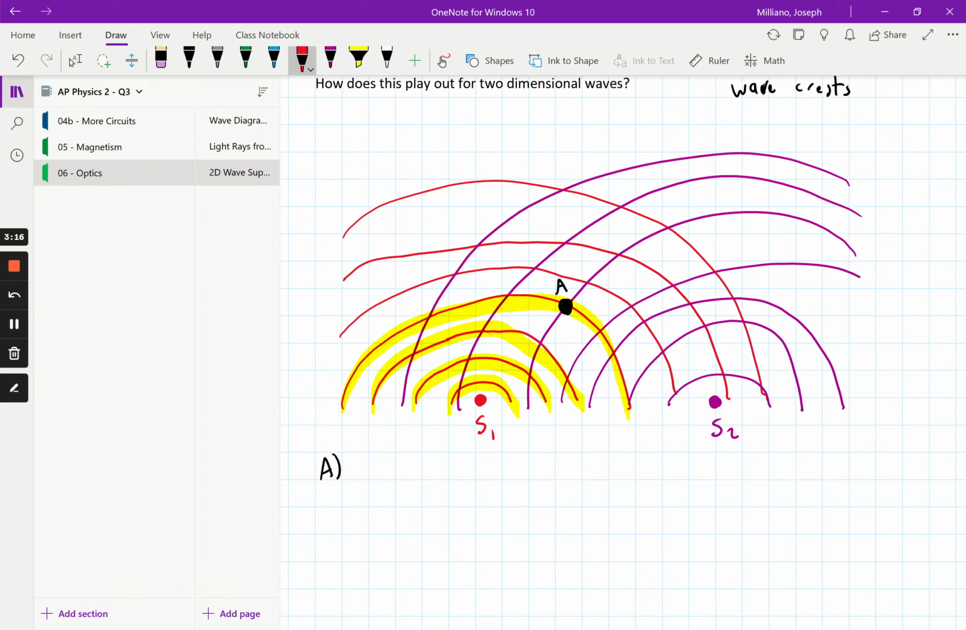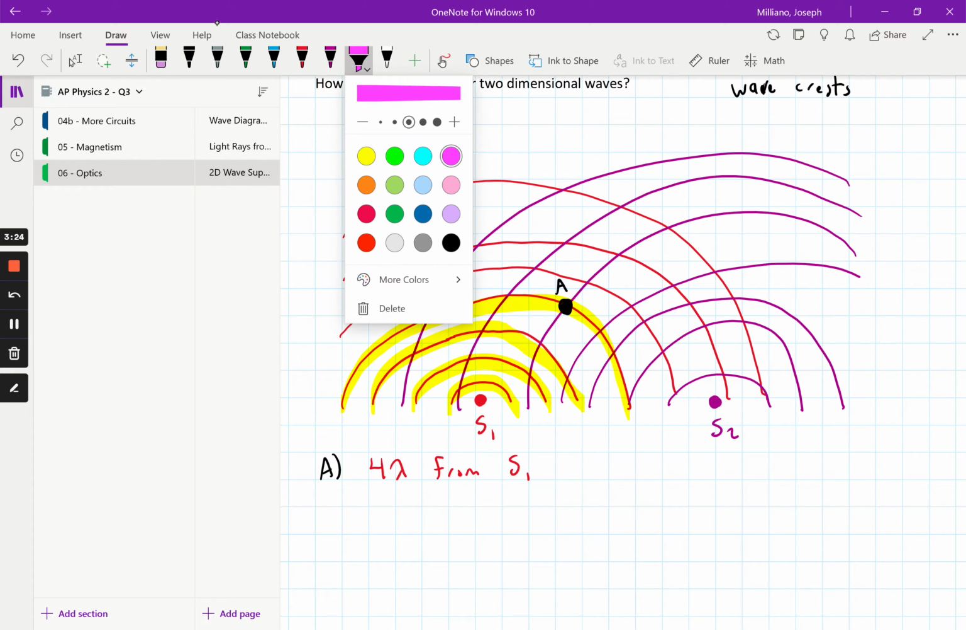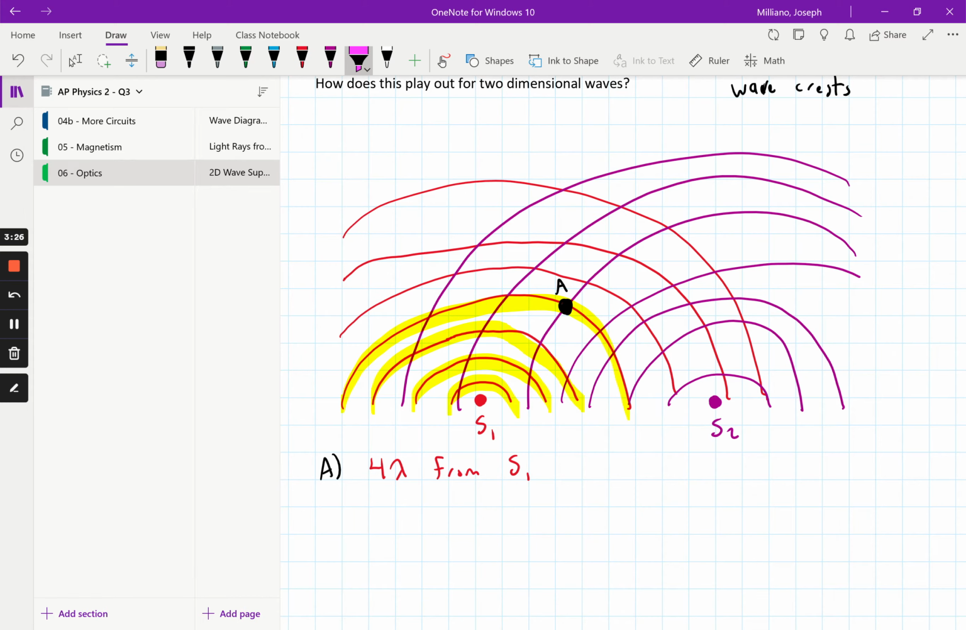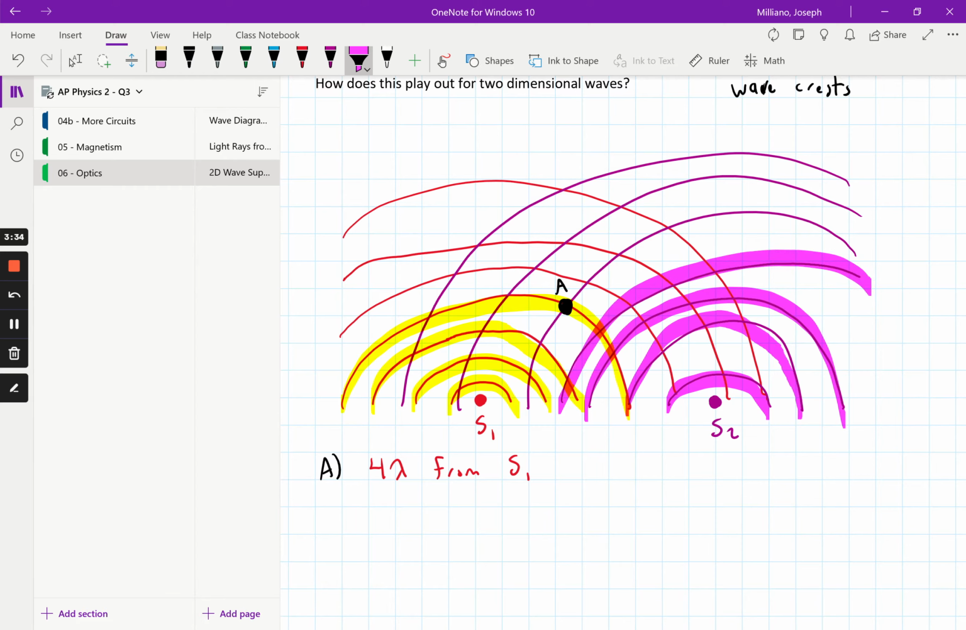We can see that point A is 4 wavelengths from source 1. Now, let's look at source 2. It is 1, 2, 3, 4, 5 wavelengths from S2.